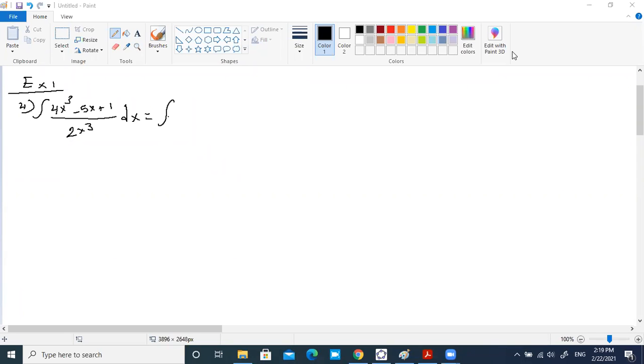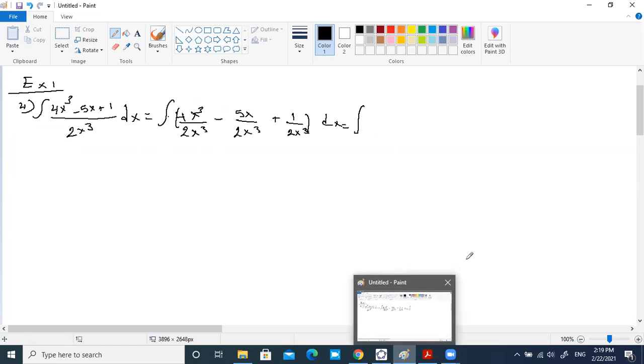Okay, professor. Divide each term: it becomes 4x cubed over 2x cubed, minus 5x over 2x cubed, plus 1 over 2x cubed, dx. Which is equal to the integral of 2, plus, with the integral of minus 5 over 2x squared.